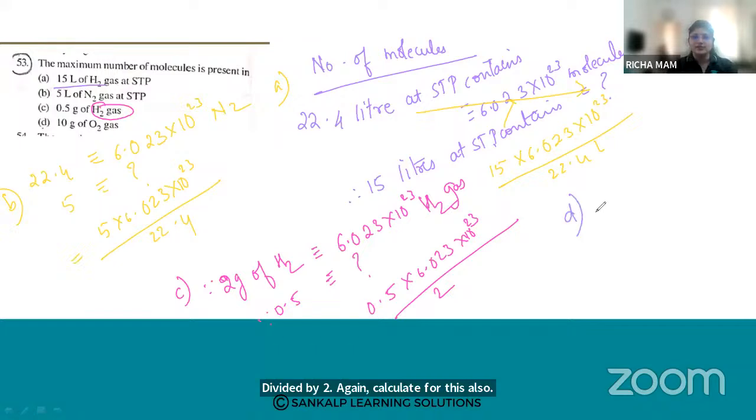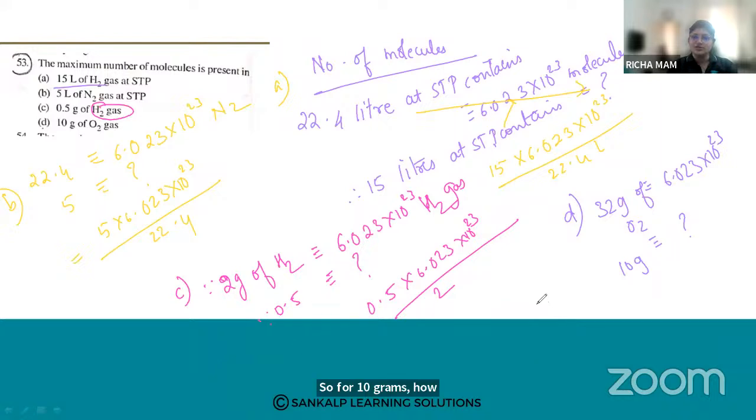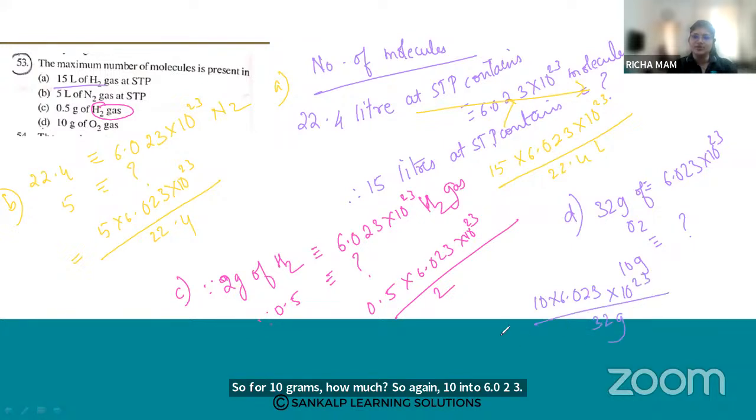Lastly, for oxygen. So 32, right? 32 grams of oxygen contains 6.023 × 10^23. So for 10 grams, how much? Again, 10 × 6.023 × 10^23 divided by 32 grams. How much are you getting?